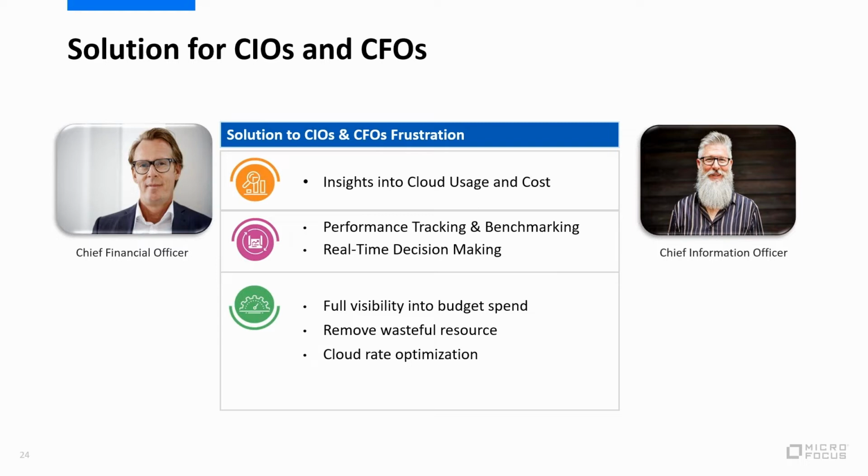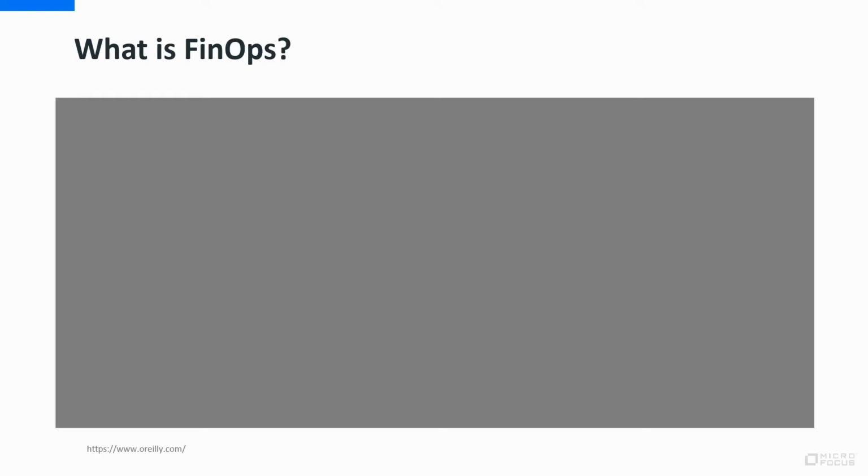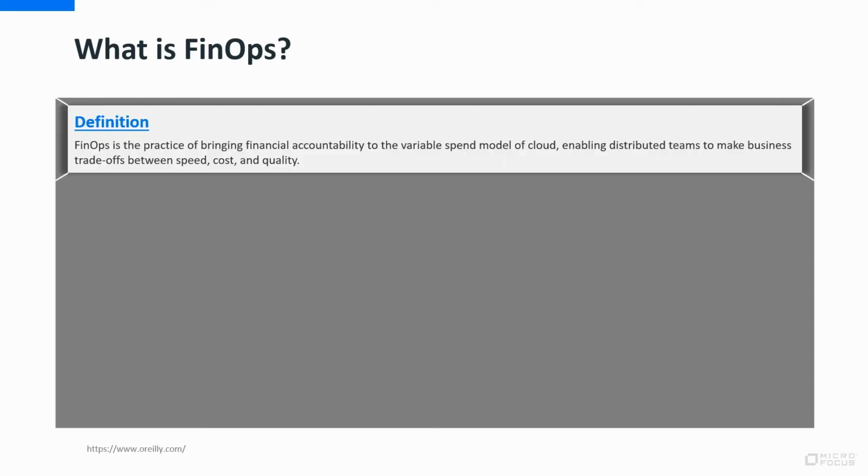But this is not enough. And there is a lot more to come, and that's what I'm going to show you. First of all, let's get into the solution. So put together, if you look at it, FinOps is the model or practice that can actually help these personas, especially CIOs and CFOs, to solve many of the challenges that they see in day-to-day life. But before that, let's go into the definition. What is FinOps? Like I mentioned, cloud is always a variable spend model.